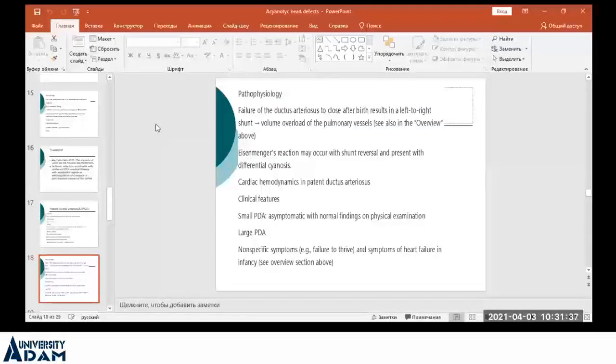Pathophysiology: failure of the ductus arteriosus to close after birth results in a left to right shunt and volume overload of the pulmonary vessels. Eventually, reversal of the shunt direction may occur with shunt reversal and present with differential cyanosis. Cardiac hemodynamics in patent ductus arteriosus. Clinical features: small PDA is asymptomatic with normal findings on physical examination. In large PDA, we can see non-specific symptoms, failure to thrive, and symptoms of heart failure in infancy.